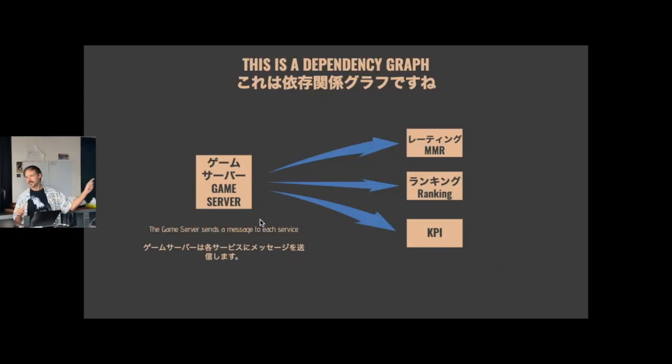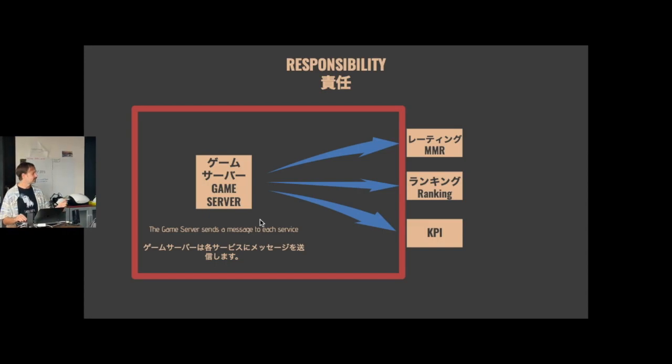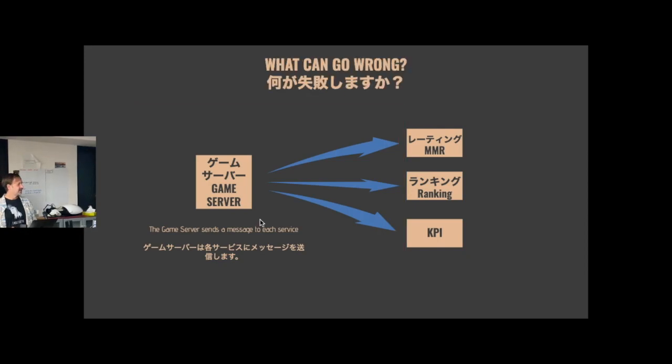This is a dependency graph. This is like literally the definition of a dependency graph. The game server now depends on your MMR service, your ranking service, and your KPI service. And there's some nasty things that come along with that. The responsibility for the game server now includes needing to know how to talk to each of these services. And there's some really nasty problems when other things go wrong.